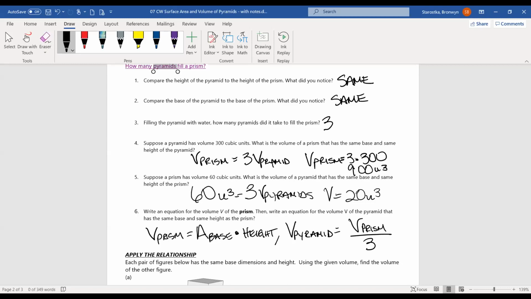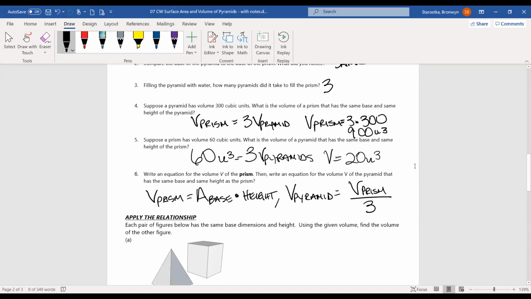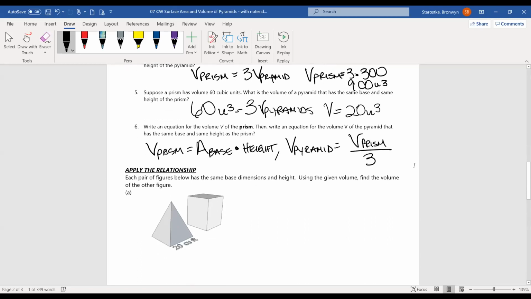If you look up on Google, you're going to get all sorts of crazy formulas. Let's just make sure that we understand what we're doing. We know the prism is just the area of the base times the height. If we want the pyramid, we just want 1/3 of that. So if we see this pyramid and it's 20 cubic feet, I know 3 of those pyramids fit in that prism. And so the volume of the prism is going to be 3 times that 20, which equals 60 units cubed.